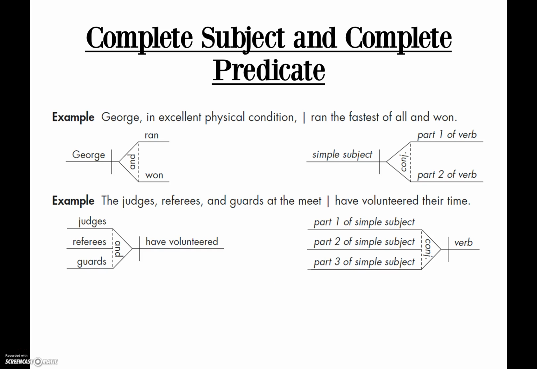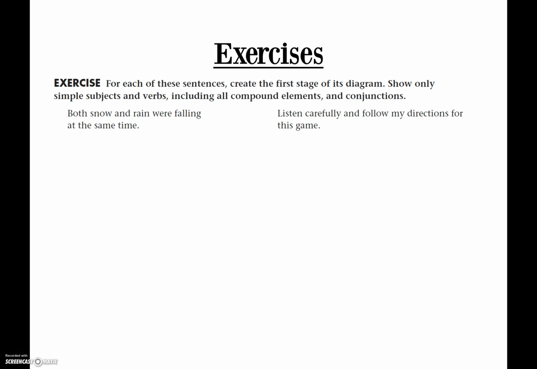Finally, we have complete subjects and complete predicates. As we started talking about in this lesson, everything on the right is the predicate and everything on the left is the subject. So in the example, George, in excellent physical condition, ran the fastest of all. In this one, that's where the divide is. There are lots of other words. We're going to worry about those later. Go ahead and try these two practice problems. We'll check them in class.